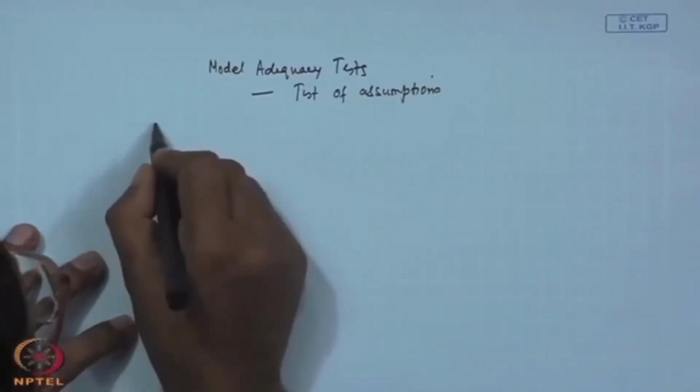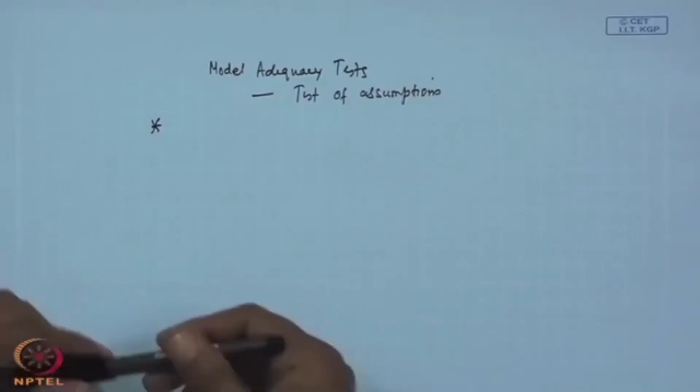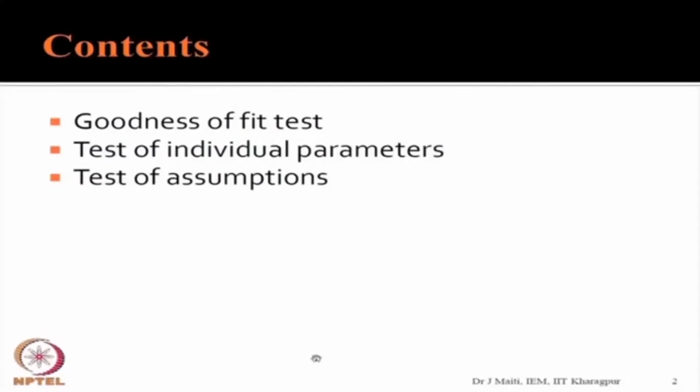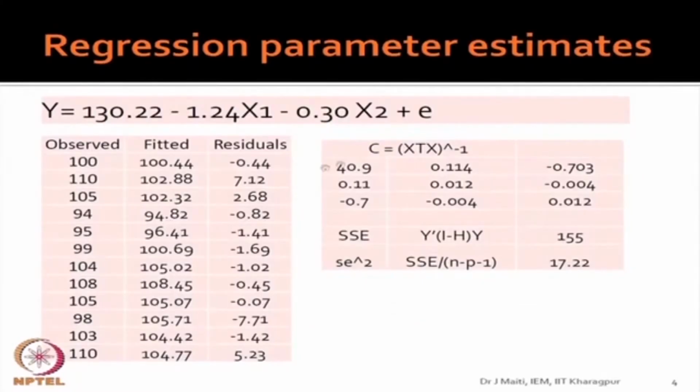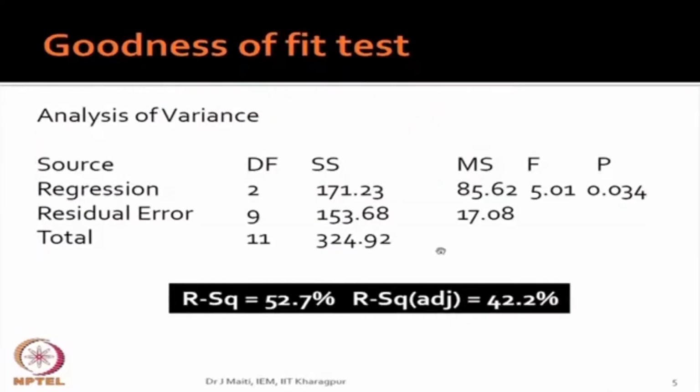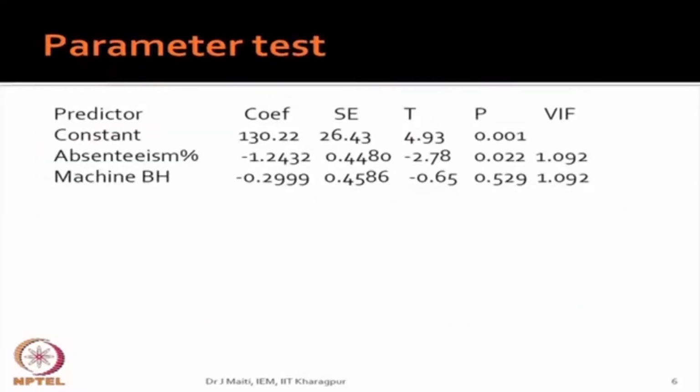Now let us look back at what we have completed so far under multiple linear regression. We have taken this data set, then we have fitted the regression equation with sales volume y, machine breakdown hours x2 and absenteeism x1, and these are the observed values, these are the fitted values and residuals, and this is your (X transpose X) inverse matrix, which we have used to calculate some of the regression statistics. Analysis of variance we have completed. We have also completed the parameter test.